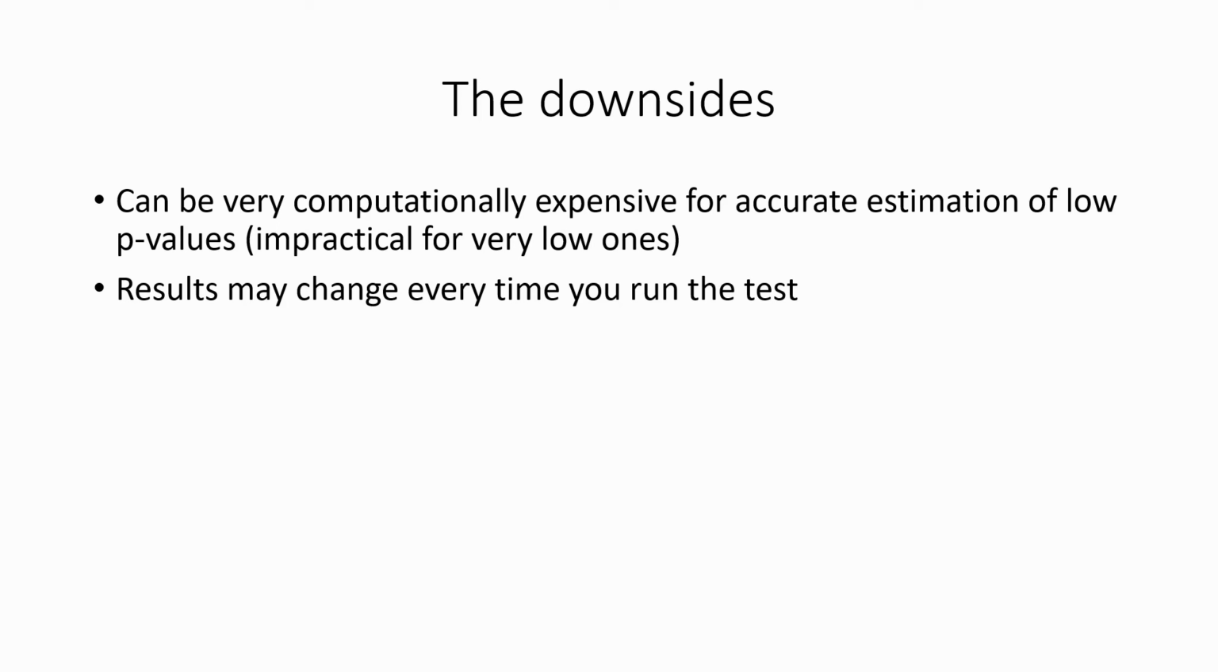So the most we can do in this case is just put a higher threshold and say, okay, we think that the p-value is below e to the minus 9, but we won't be able to get more accurate than that. And also, very annoyingly, like we saw, every time that we run a permutation test, the results change.